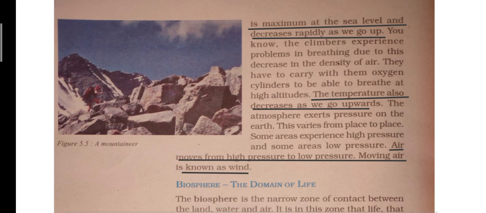Lastly children, atmosphere exerts pressure on the earth's surface and this pressure varies from place to place. Some areas have high pressure and some areas have low pressure. Air has a tendency to move from higher pressure to lower pressure and due to this movement wind is caused. So moving of the air is known as wind.